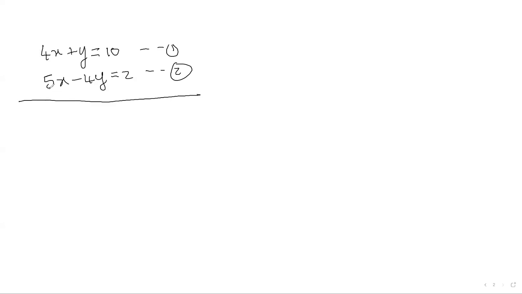So let's just say we divide everything. We take equation 1, divide by 4. So what we're going to get here is x plus 1 over 4 y is equal to 10 over 4, which is 5 over 2, right? And now let's just leave it as 10 over 4.